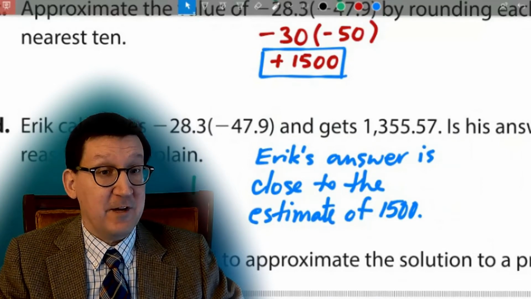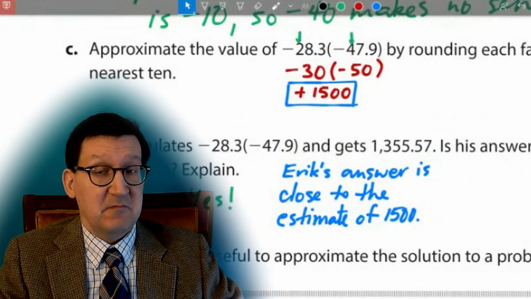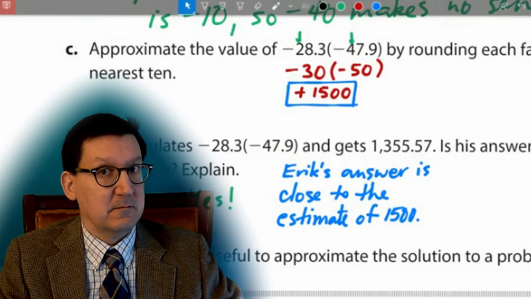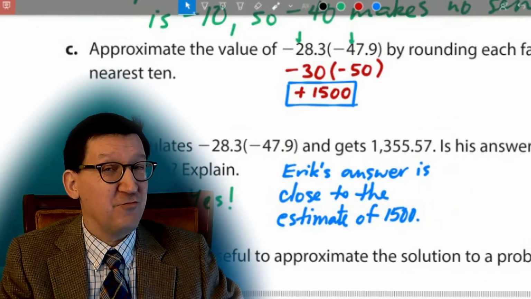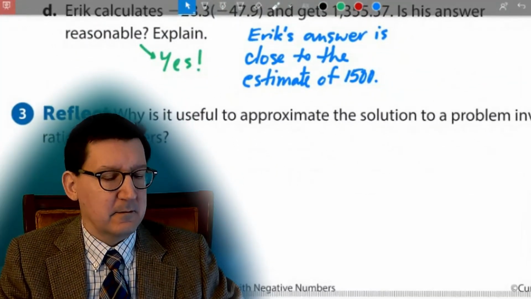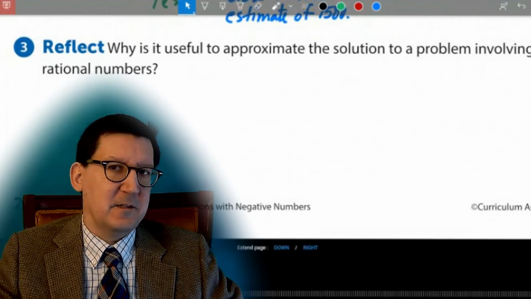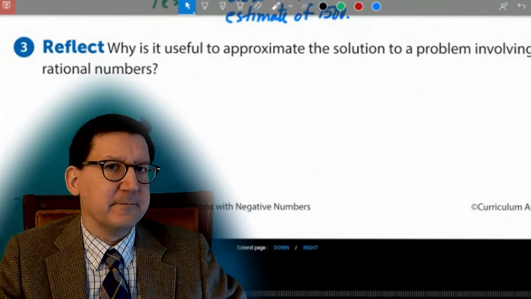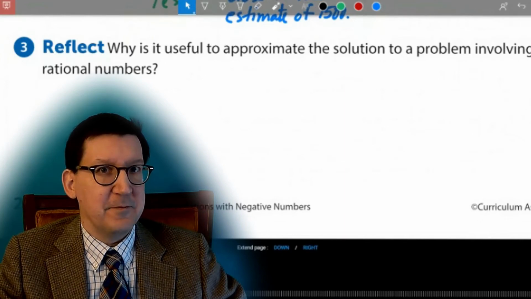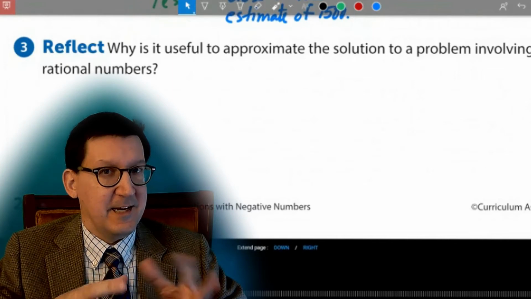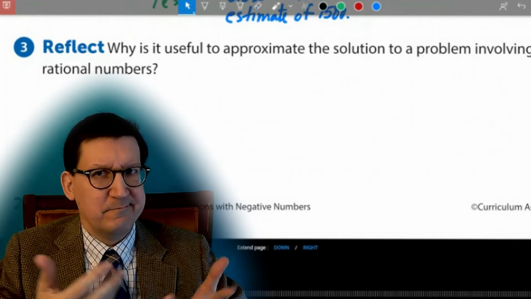Do we know if he's actually right or not? Not without working it out, but we know that the answer is reasonable. Even if it's not correct, it's reasonable. It makes sense. So why is it useful to approximate the solution to a problem involving irrational numbers? Why would you want to go through that extra step of rounding and then doing the work twice? You do the work once to see kind of where you are, then you do it again. What's the purpose of that?